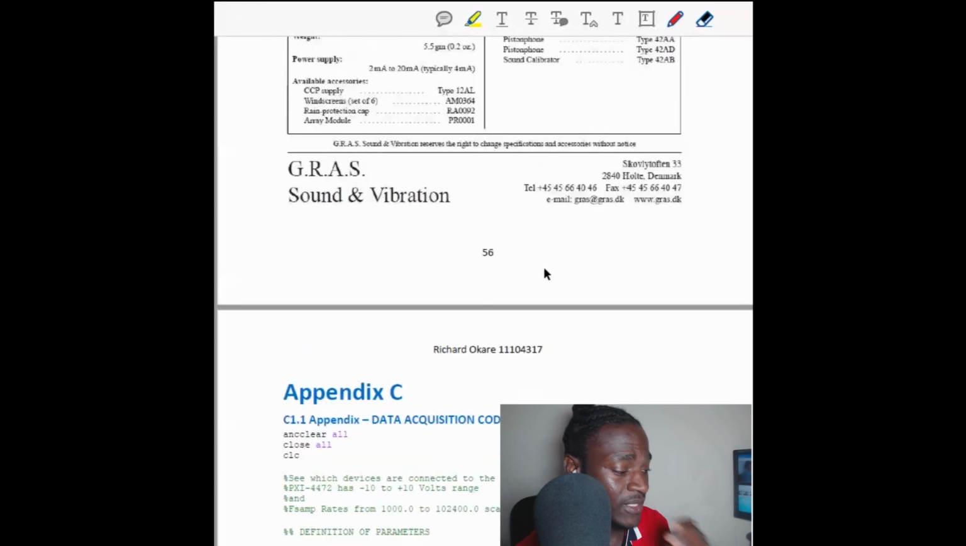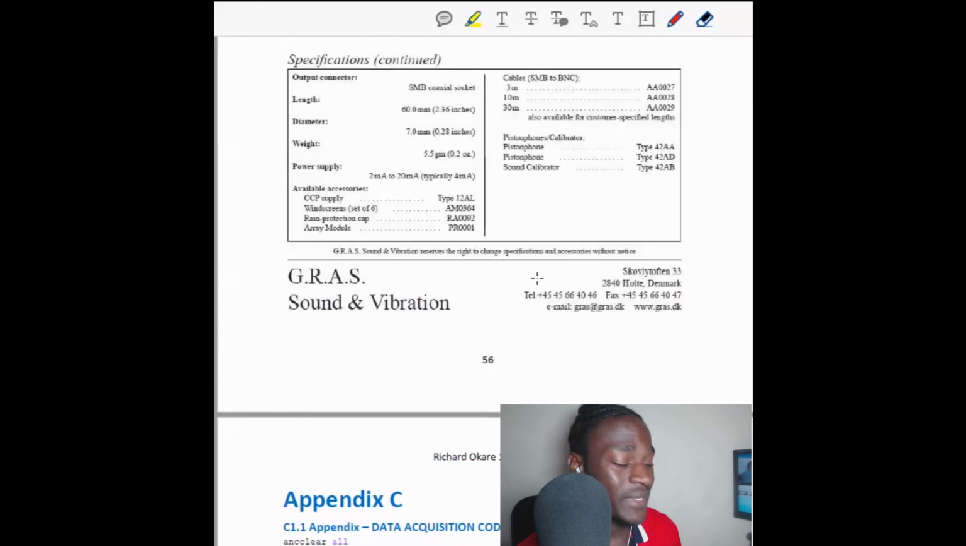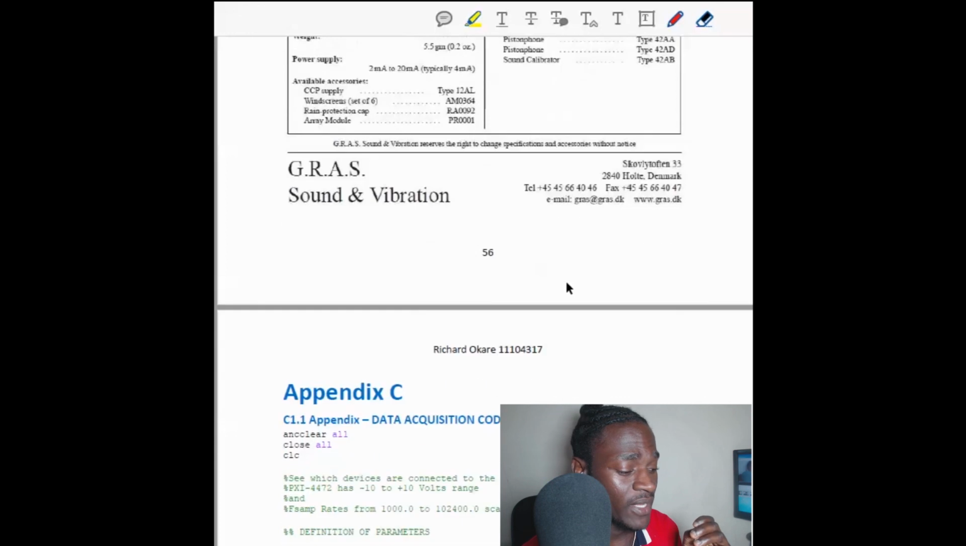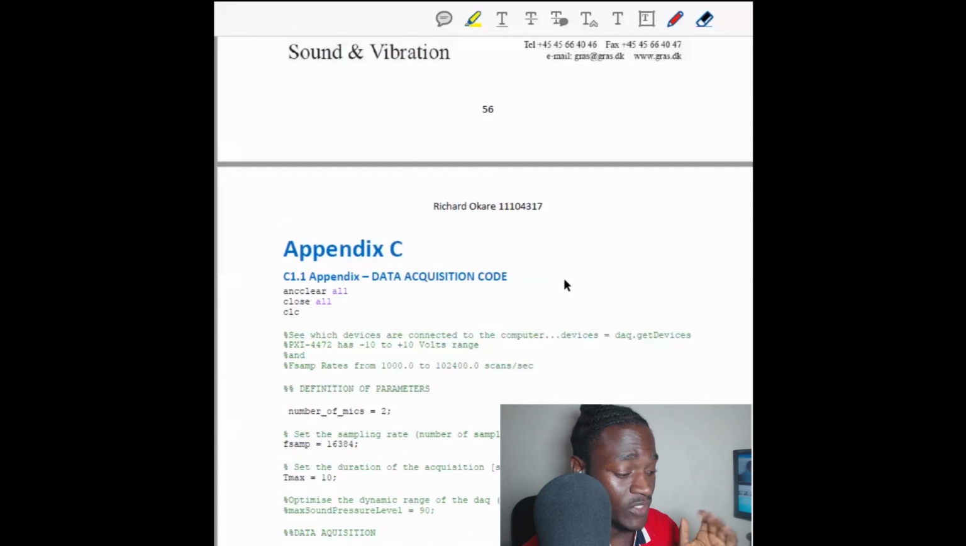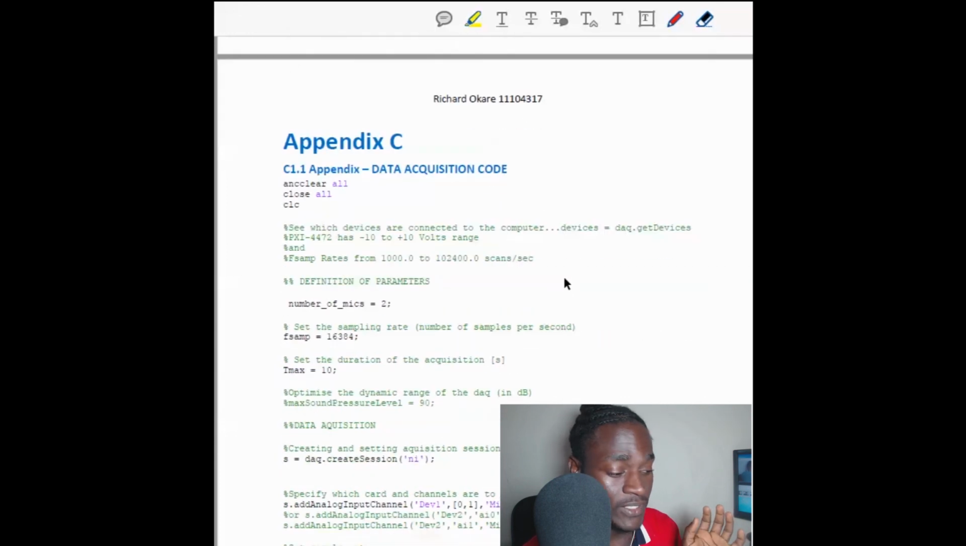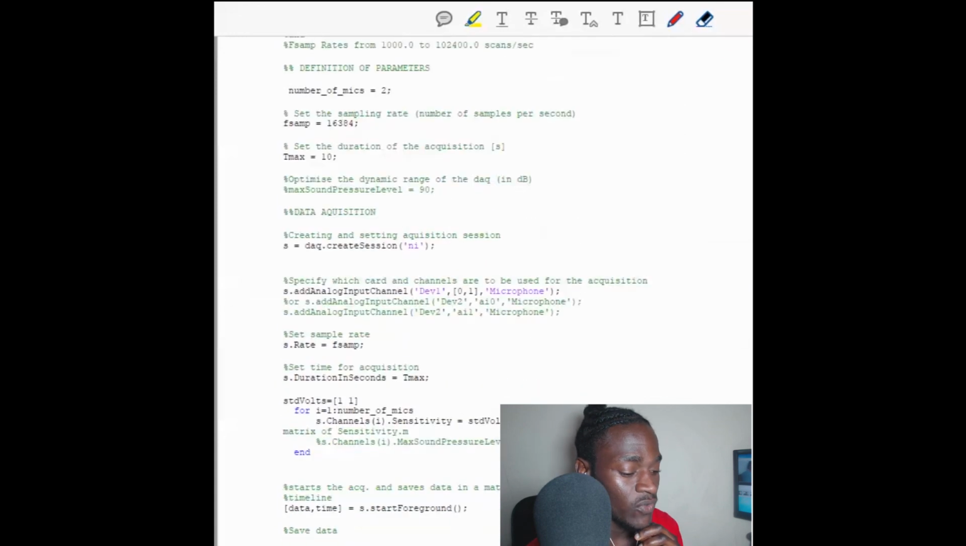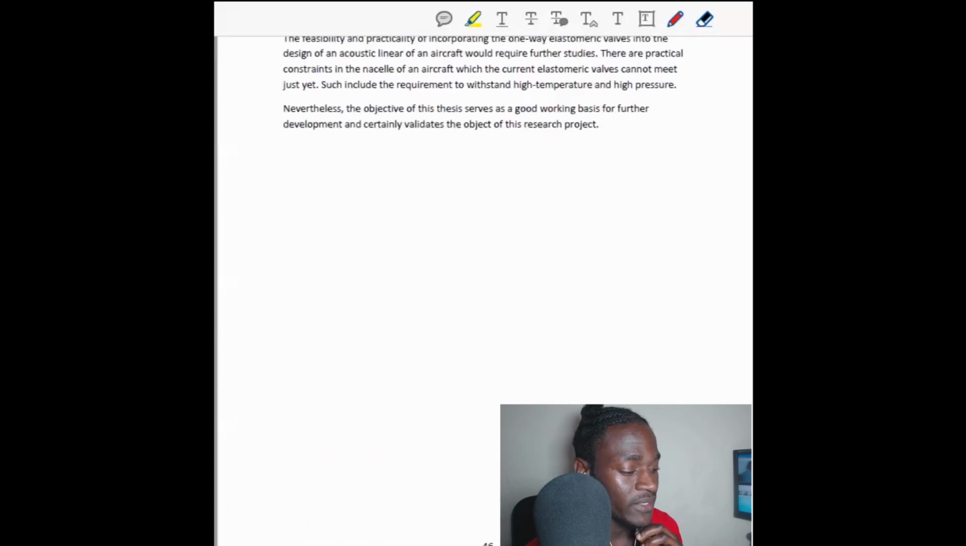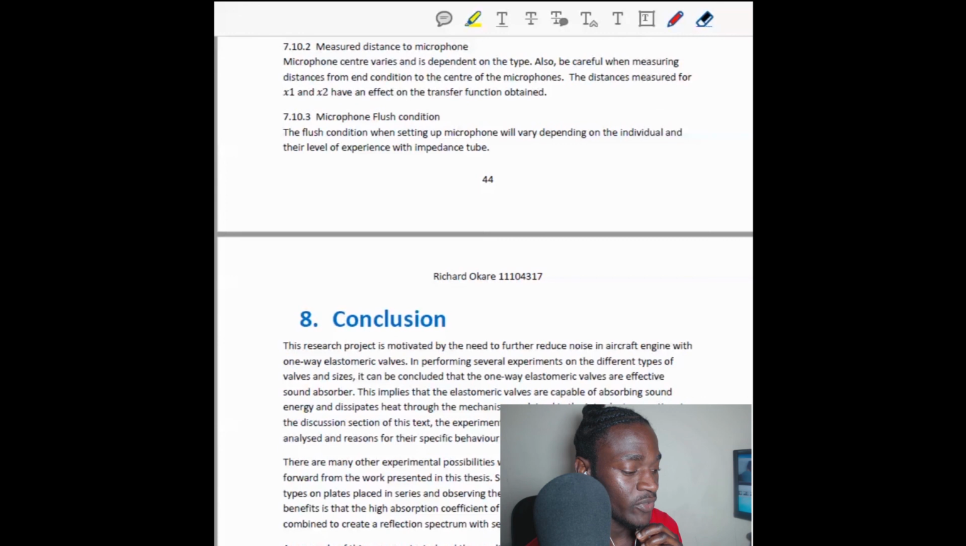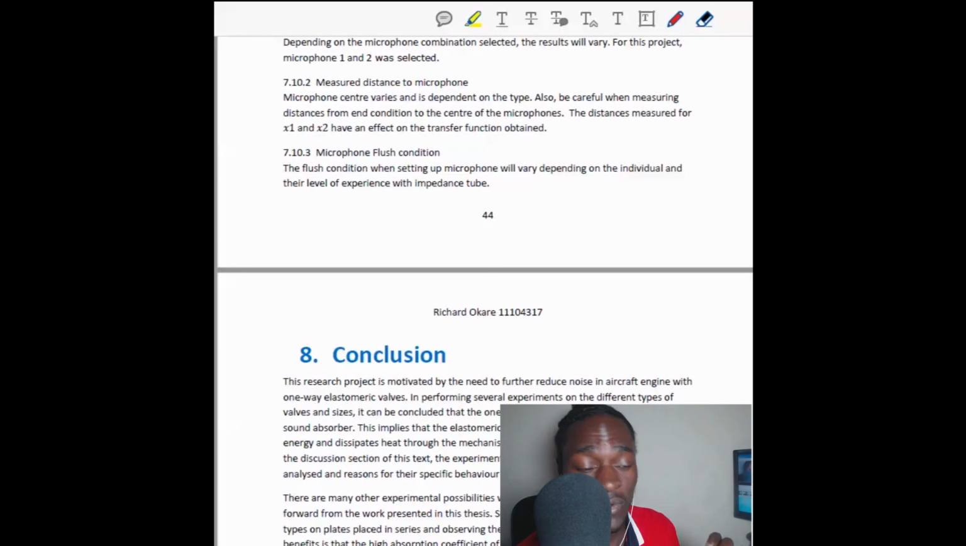Then the last point is Appendix C. Appendix C is usually your MATLAB code. It depends on your project, but for me, my MATLAB code was quite long, so I had to reduce it. Otherwise, it's going to take tons and tons of pages. So I didn't include all of it, but I did include a bulk of it. So that's all I have to say. Really, I think the two main parts of the research project are the discussion and conclusion.